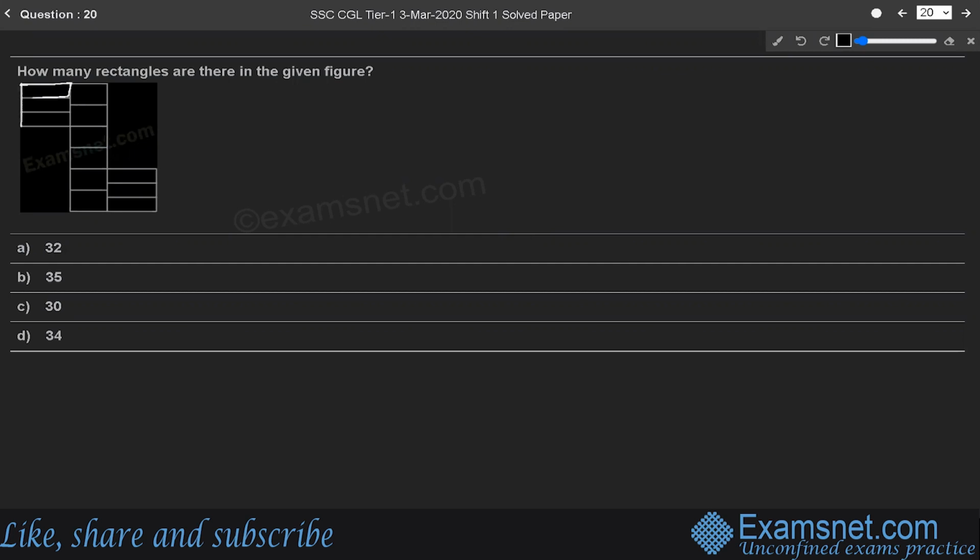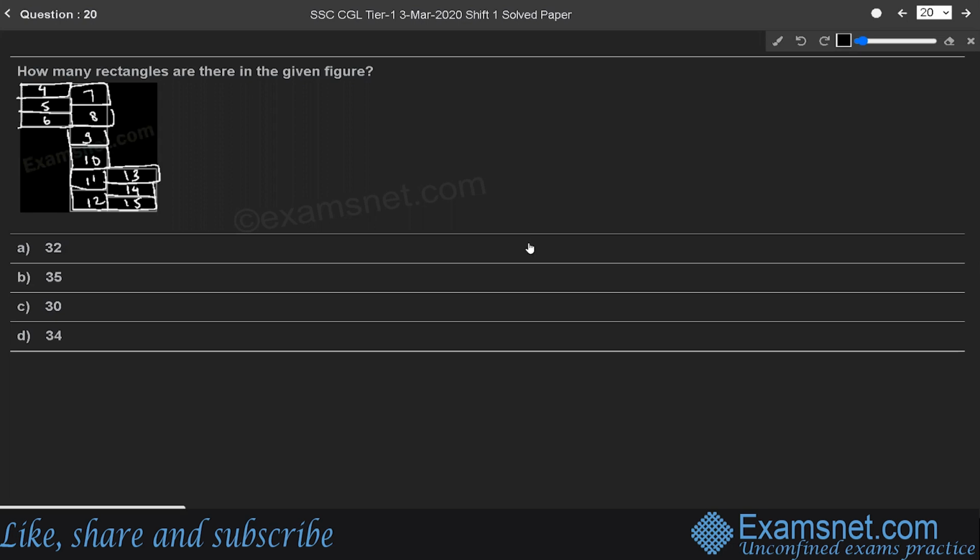So this will be the fourth rectangle. This will be the fifth rectangle. This will be the sixth. Similarly, 7, 8, 9, 10, 11, 12, 13, 14, and 15. Okay. So now we have 15 rectangles. We have to look for each and every possibility for getting a rectangle. Okay. So now we have seen the big rectangles and every small rectangle.